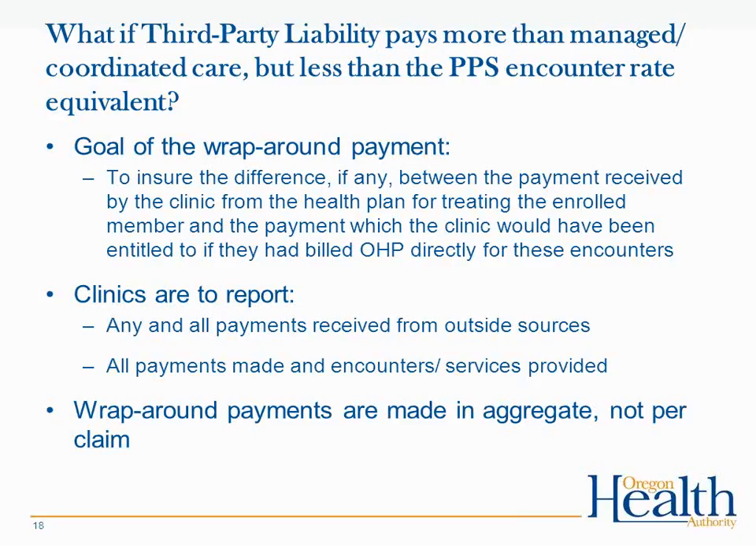First question, what if a third-party liability pays more than managed or coordinated care, but less than the PPS encounter rate equivalent? So again, the goal of the wraparound payment is to make up the difference between payment received or what you would have been paid had you billed OHP directly. Clinics should report any and all payments received from outside sources and all payments made and encounters and services provided. Wraparound payments are made in aggregate, not per claim.